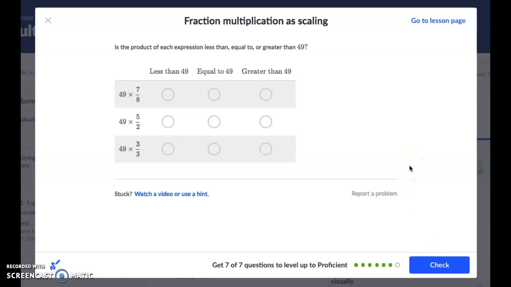Is the product of each expression less than, equal to, or greater than 49? So our 49 stays consistent in all three, so we're looking at what we're multiplying it by. Here, we're multiplying by 7/8, which is a number less than 1, so we're going to get a number less than 49. Here, we're multiplying by 5/2. That's greater than 1, so we're going to get a number greater than 49. Here, we're multiplying by 3/3. That is 1, so that 49 times 1 is going to be equal to 49.